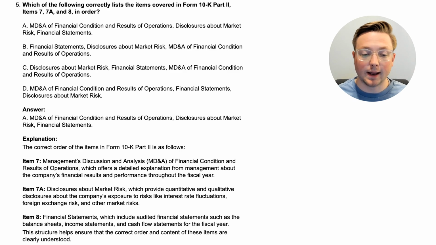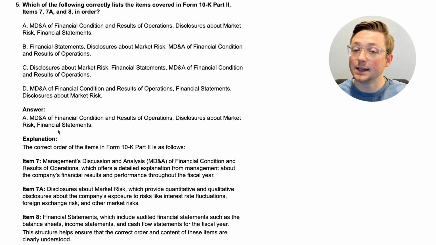All right, here we are at the answer. The answer is A. The order for the 10K Part 2 is the MD&A, the market risks, and the financial statements. So a slightly different order, but I'll show you again how easy it is to remember the order in the end of this video. So let's go over this one more time.